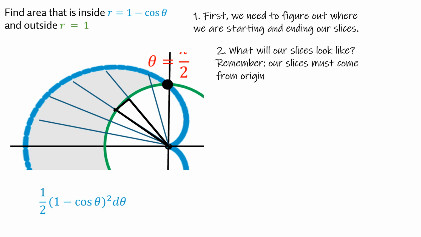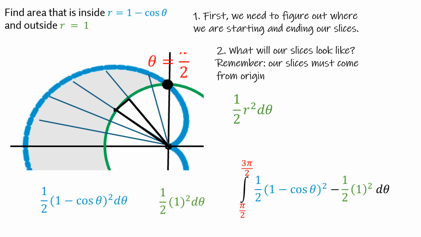Now let's look at this slice inside. The area of this slice will also be 1/2 r squared d theta, but this time it's going to the green curve, and so our radius is going to be 1. And so we get the area of that slice. If we want to find the area of the shaded region, then we'll subtract the area of the green slice from the area of the blue slice. We do that for our entire interval from pi over 2 to 3 pi over 2, put that formula in, and we get the area of that region.